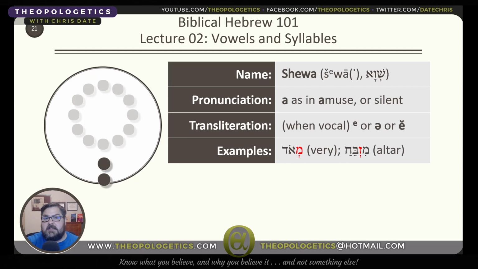Examples of words that begin with the shva are ma'od, meaning very, right? Ma'od, two syllables. And mizbeach, meaning altar. So in the first case, the shva is vocal, ma'od, but in the second case it's silent, miz, so that's a closed syllable, mizbeach. Two syllables, mizbeach, meaning altar.